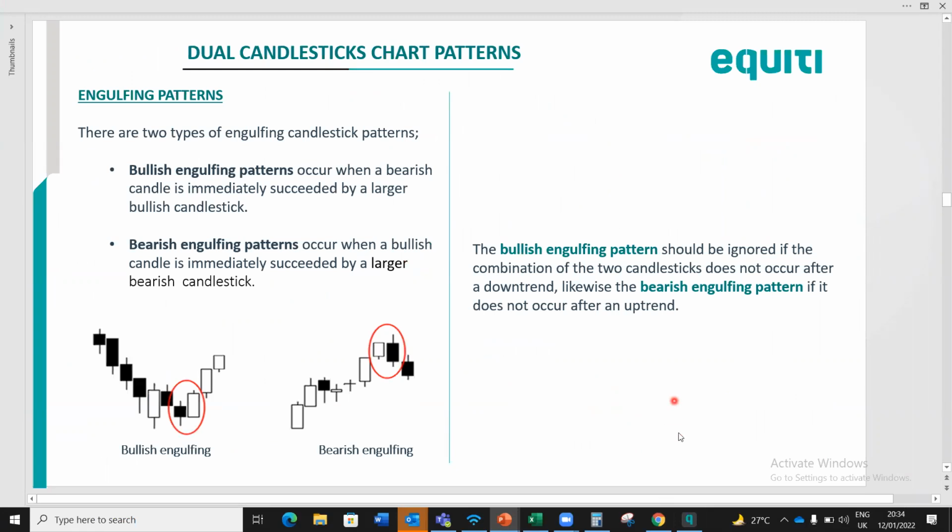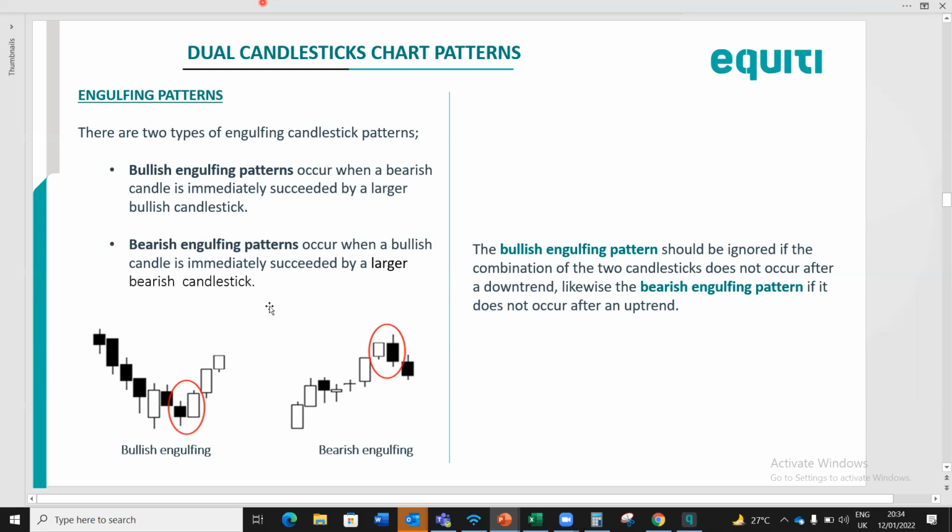All right, so the dual candlesticks, let's talk a little about the dual candlestick chart patterns. When we talk about dual, we simply talk about two candlesticks combining together to give us a trade signal or a technique which we can use to trade. First we talk about the engulfing pattern. There are two types of engulfing candlestick patterns. The first we have the bullish engulfing, and then the next we have the bearish engulfing.